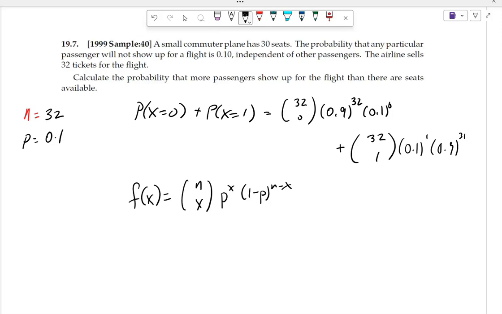You could use your binomial PDF function in your calculator and calculate each of those individually and add them together. Or you could also use your binomial CDF function, because x equal to 0 plus x equal to 1, those probabilities, that's the same thing as the probability that x is less than or equal to 1, and that's exactly how the CDF is set up, right? So you could put it in one function in your calculator if you were trying to get to a final answer.